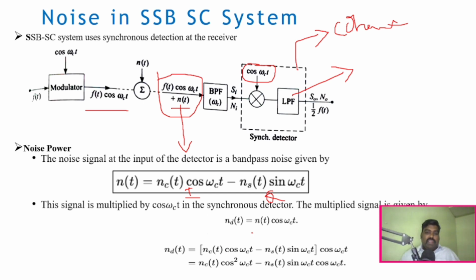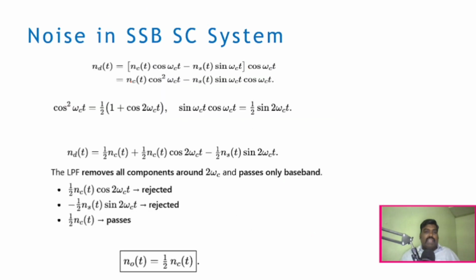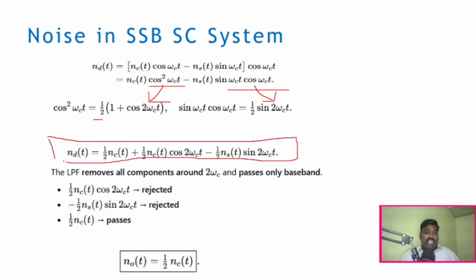n(t) is multiplied with cos ωct, so n(t) cos ωct. If you multiply by this cos ωct, we obtain this expression: cos² ωct, sin ωct cos ωct. I already explained this in the previous video. Instead of this, we can get this trigonometric value, and instead of this, we can write sin ωct. So this is the total equation which we obtained.